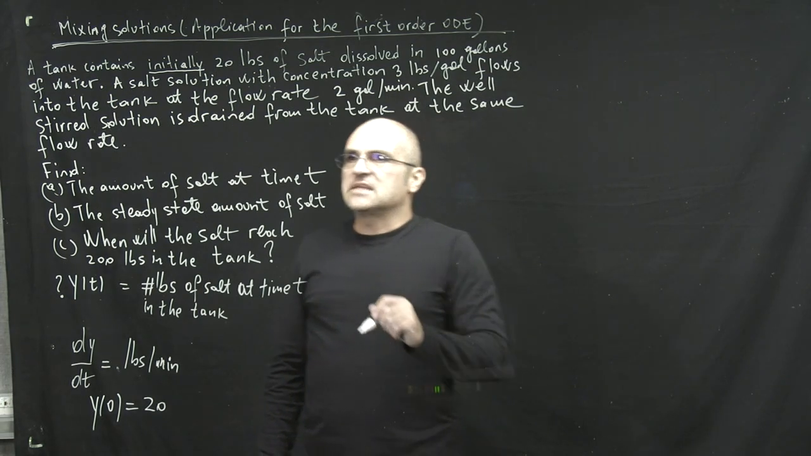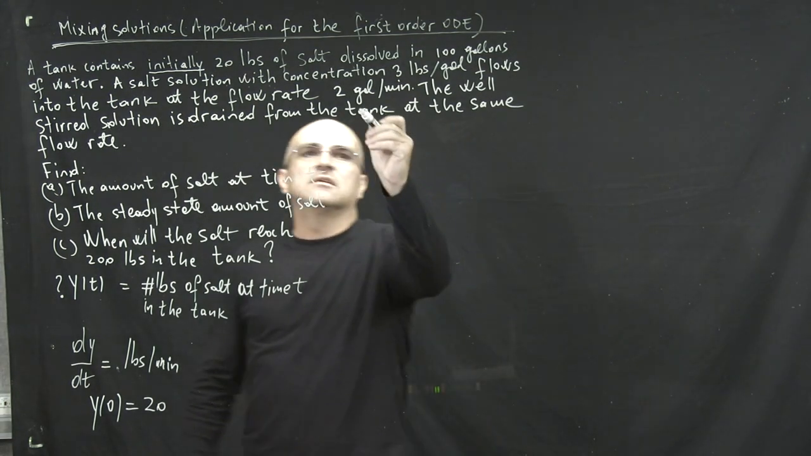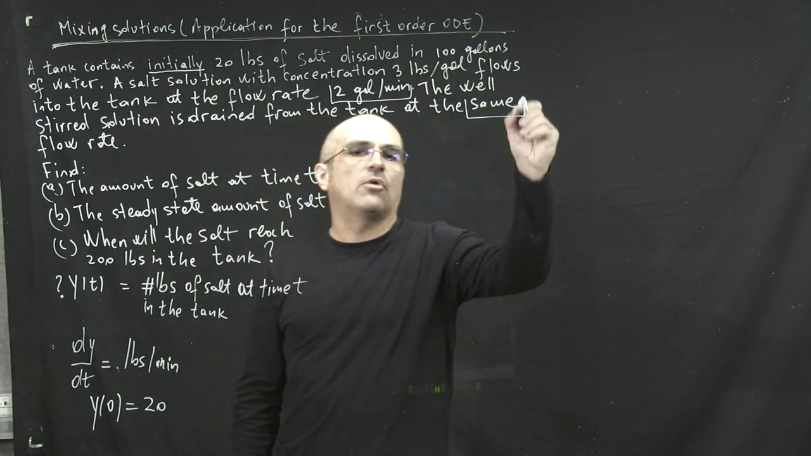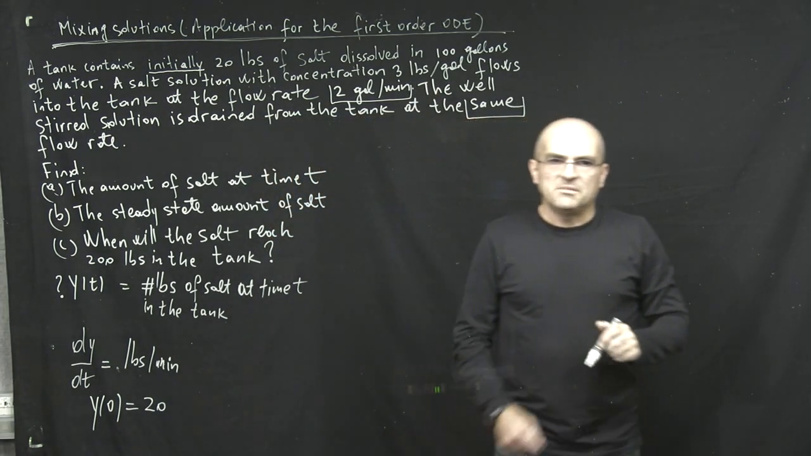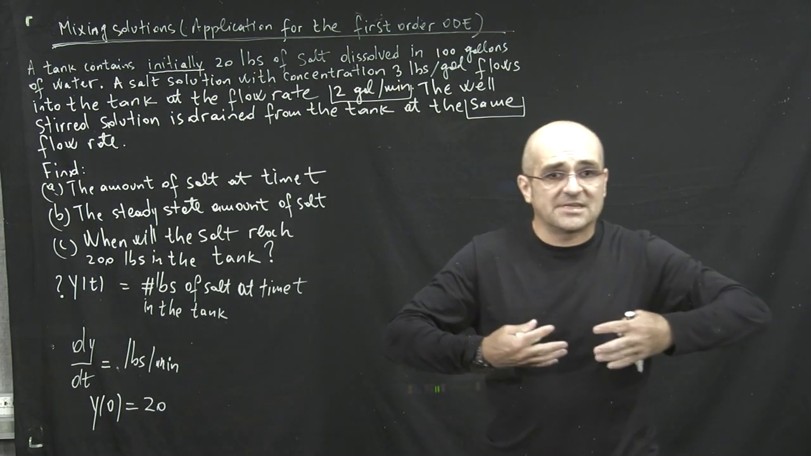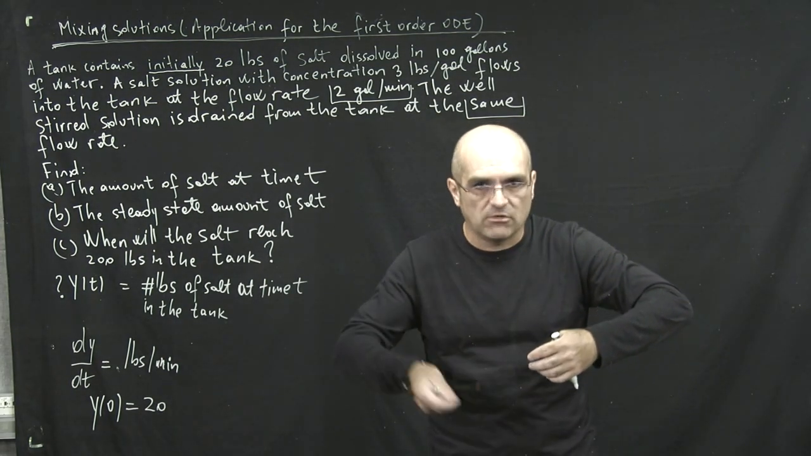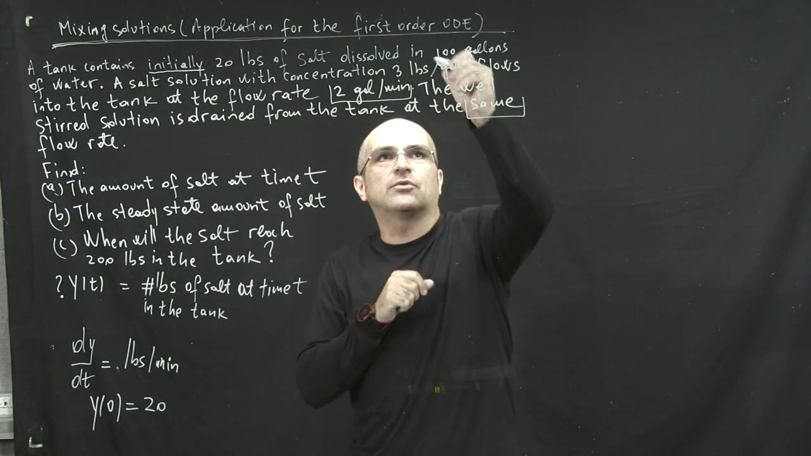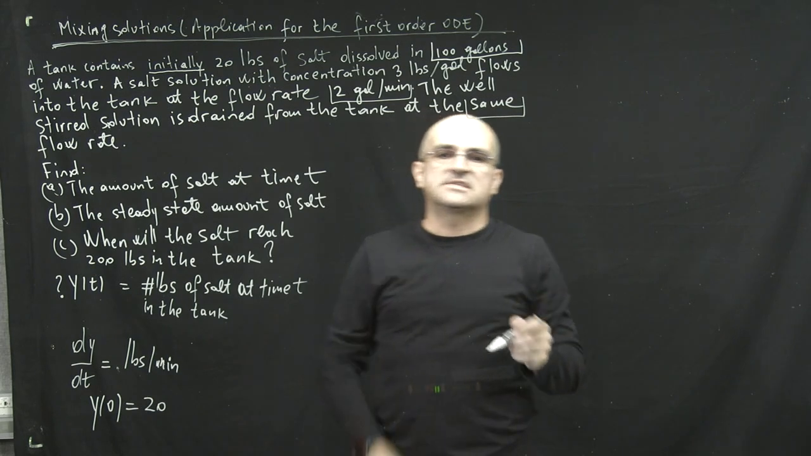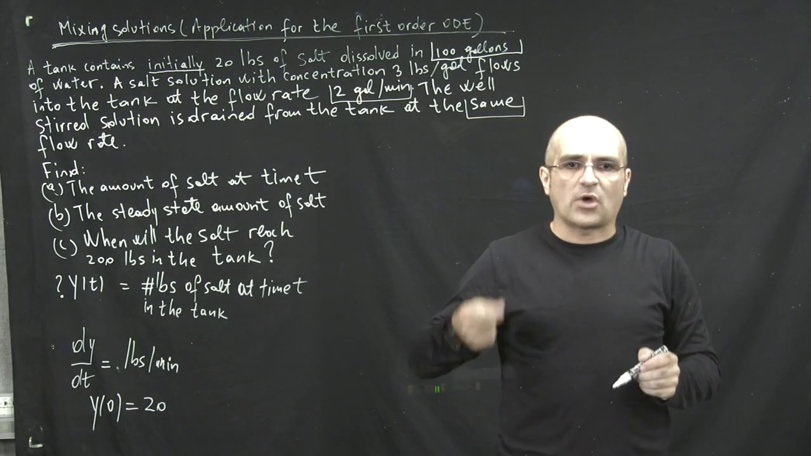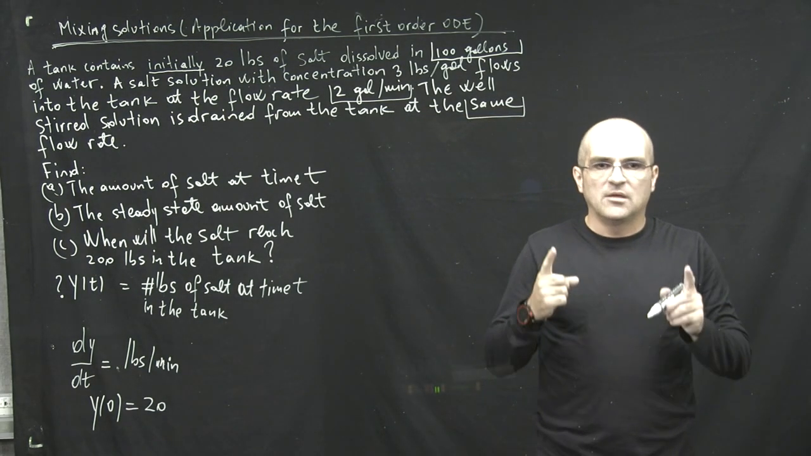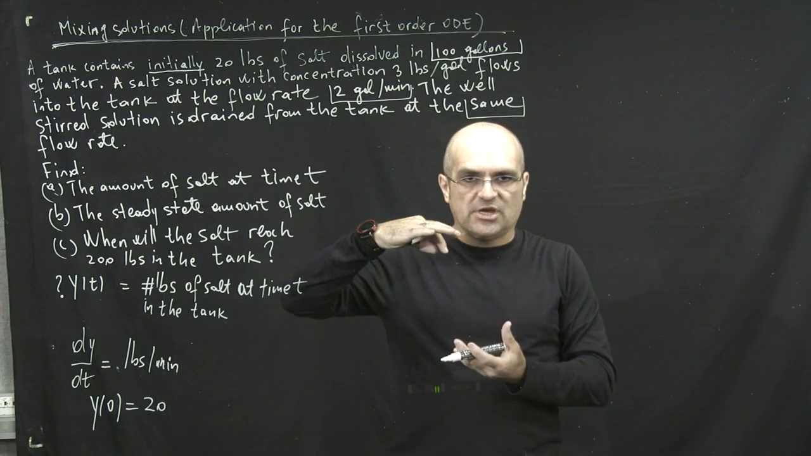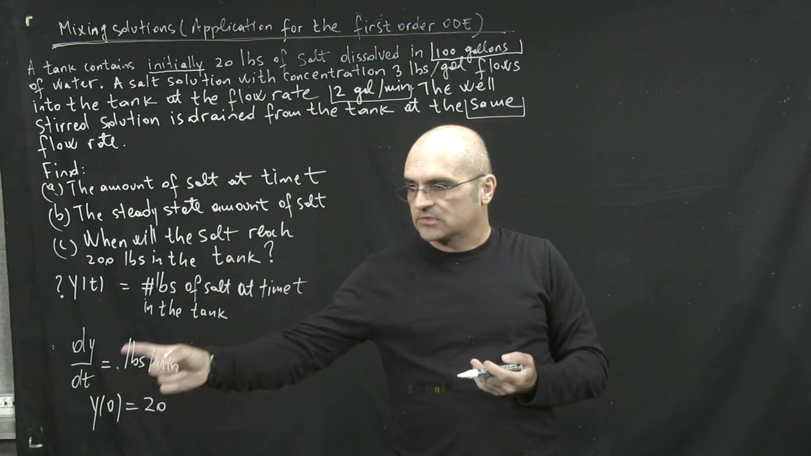Furthermore, it says that the flow rate that comes in, which is 2 gallons per minute, is the same as the flow rate out. That means during the process, the amount of fluid doesn't change. The salt dissolved in the fluid does change. But if you start with 100 gallons of fluid, you're going to stay with 100 gallons throughout the process. Once again, pause and make sure you understand what I'm talking about here. The amount of fluid doesn't change. What does change is the salt.